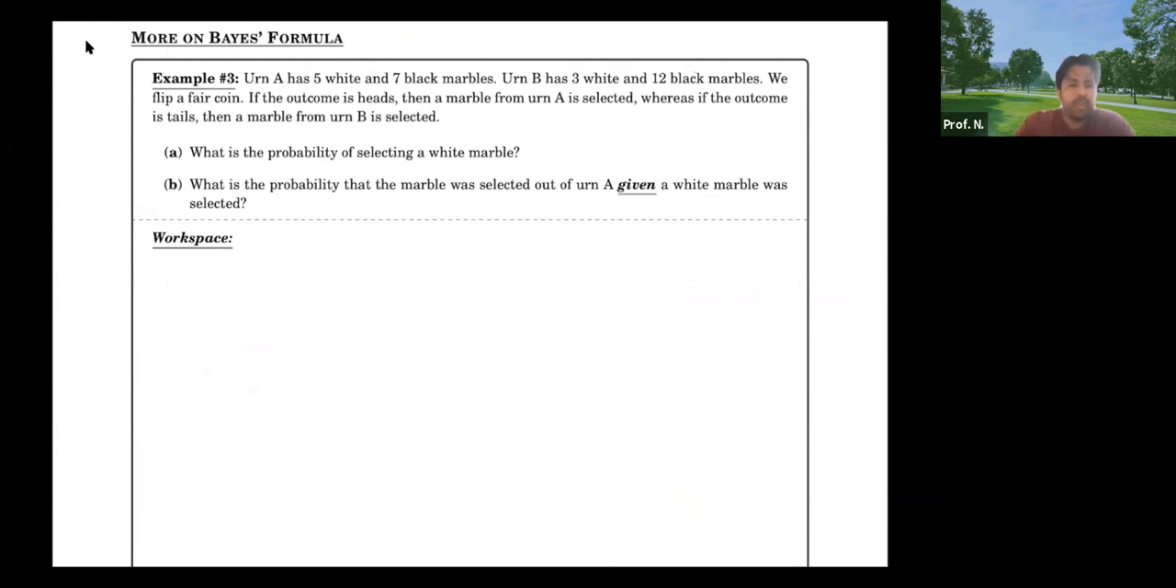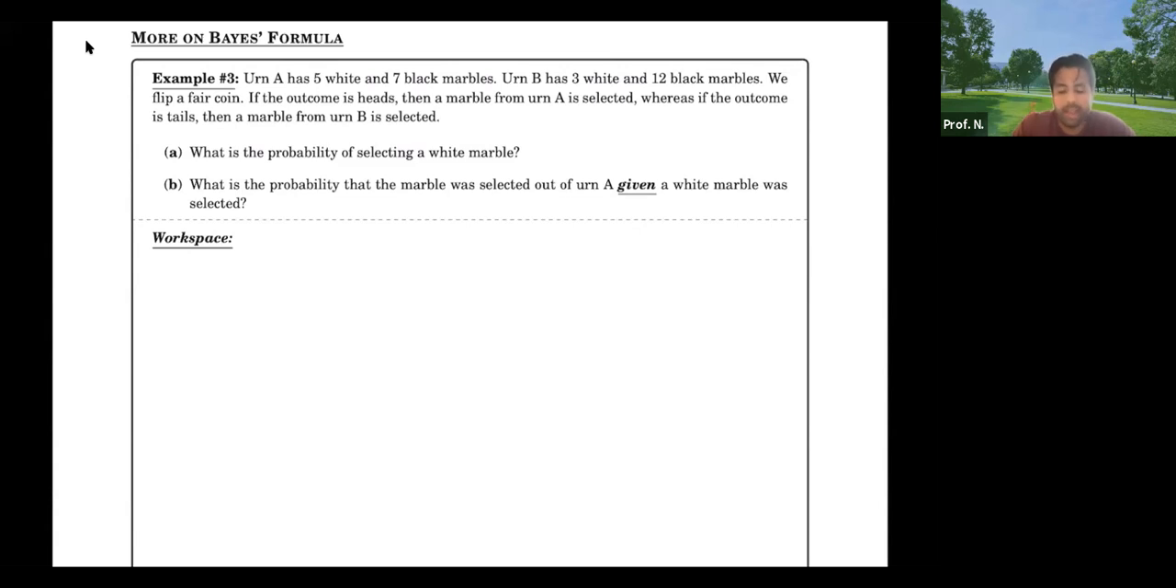So again, we have this whole idea of this time instead of a box, it's an urn. We have an urn, we have white and black marbles, and we have more now, right? We have now 5 white, 7 black marbles in urn A. We have 3 white and 12 black marbles in urn B. And now we have a flipping a fair coin.